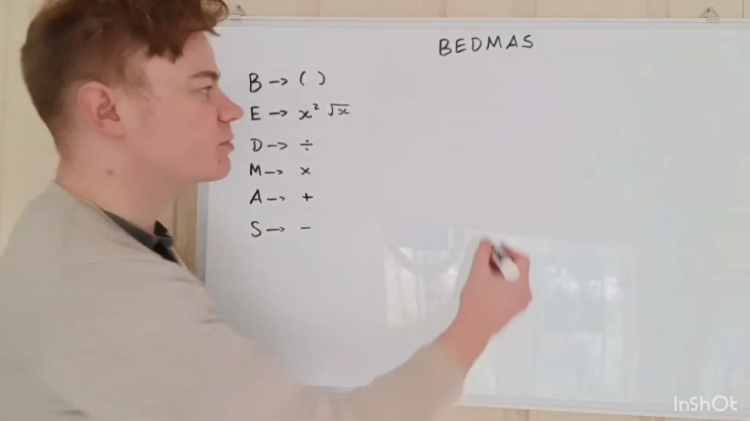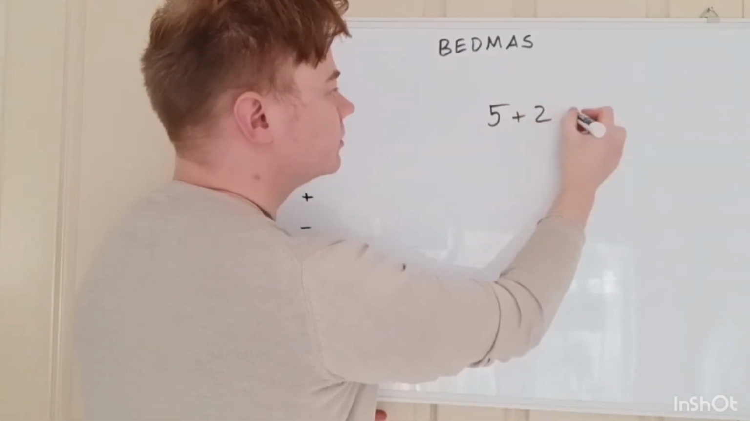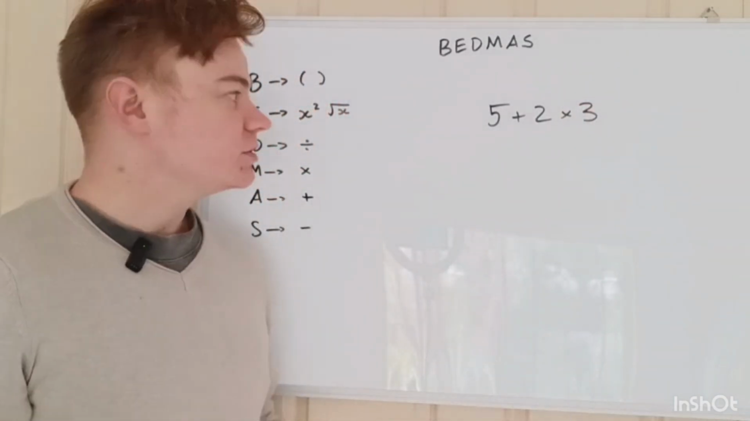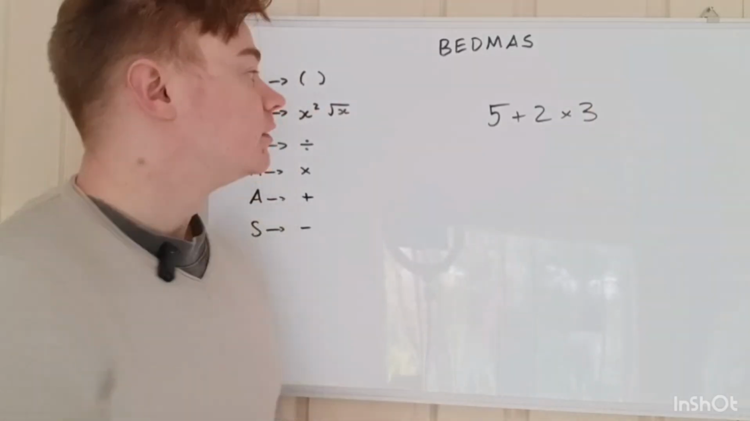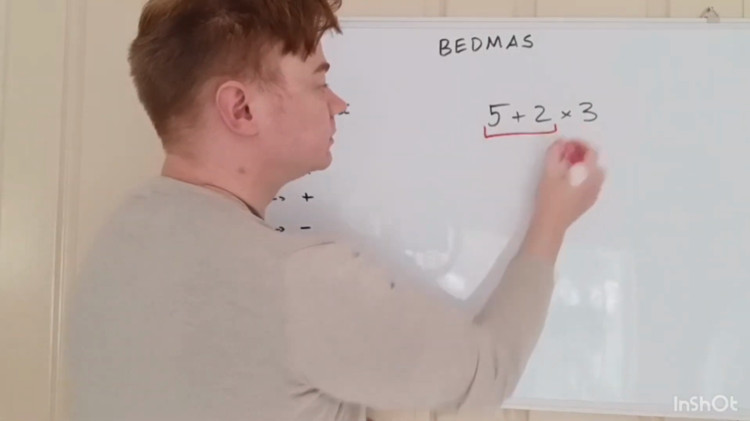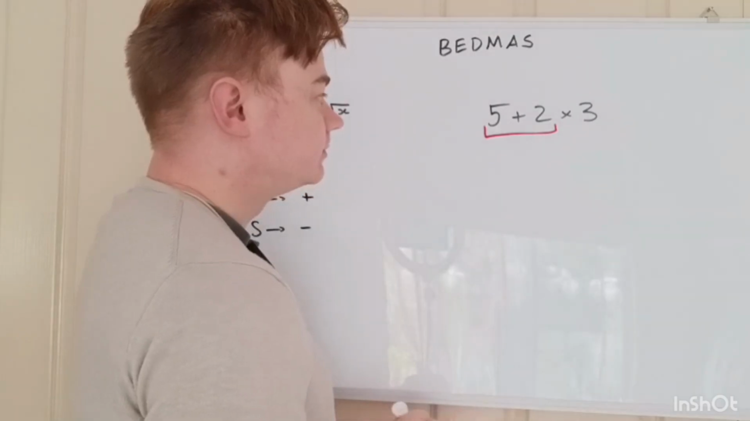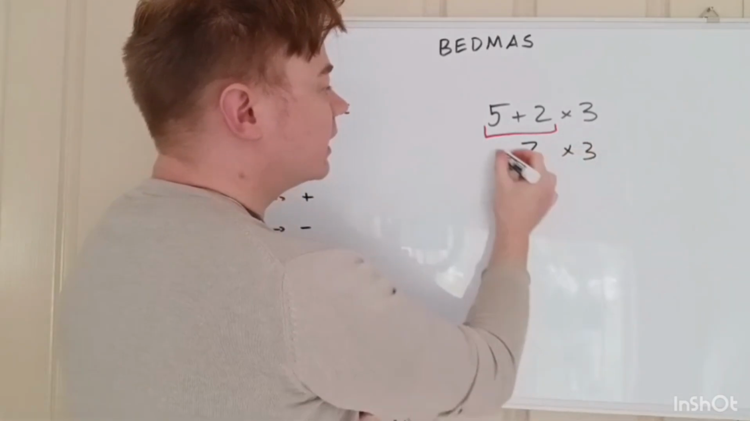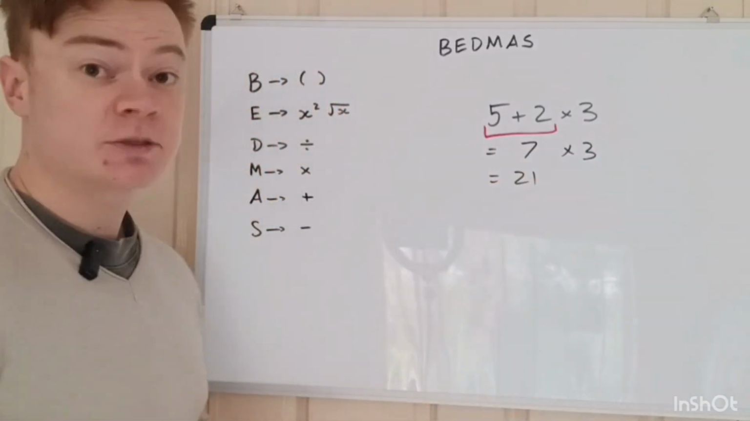So if we have an expression that looks something like this, 5 plus 2 times 3. Well, there's a number of ways of doing this, right? We can start off with 5 plus 2, and we can do that to get us to 7. And then we can do 7 times 3, and then that gets us to 21. That's one way of doing it.